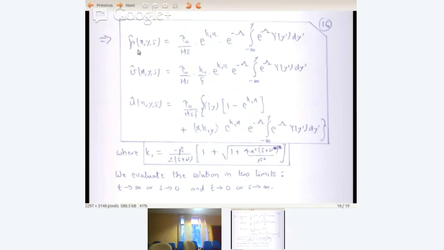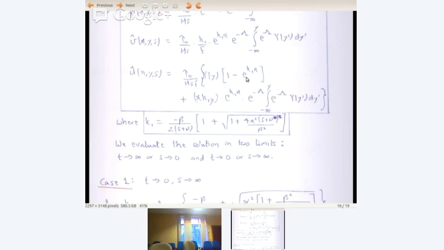So here's the solution. P hat of x comma y comma s is equal to tau naught by hs into e power k1x into e power minus lambda integral minus infinity to y e power lambda y prime dy prime. V hat of x comma y comma s, we've seen this before, tau naught by hs into k1 by f e power k1x e power minus lambda integral minus infinity to y e power lambda y prime dy prime. And u hat of x comma y comma s is tau naught by hsf into open brace bracket y of y into open square bracket 1 minus e power k1x, that's coming from those first two terms, plus x k1y into e power k1x into e power minus lambda into the integral close brace bracket.